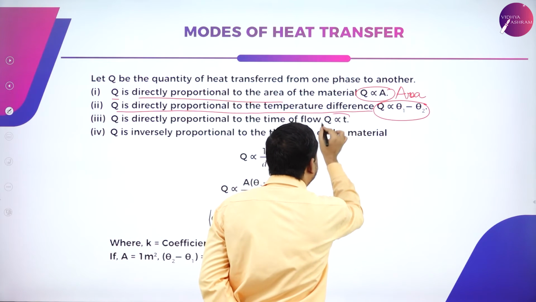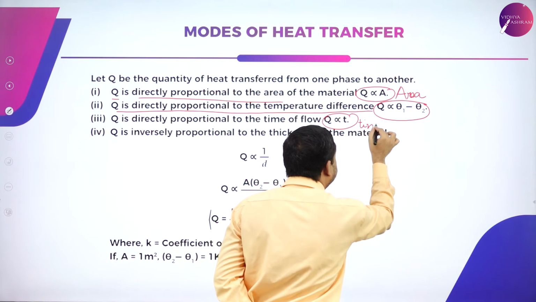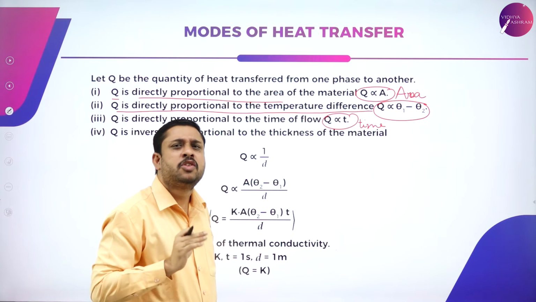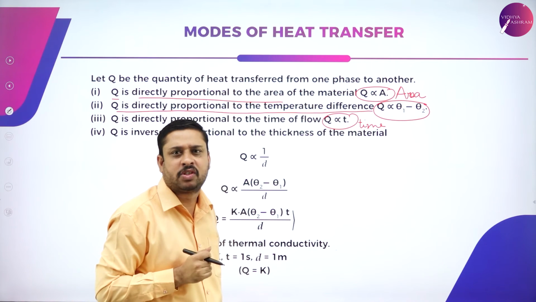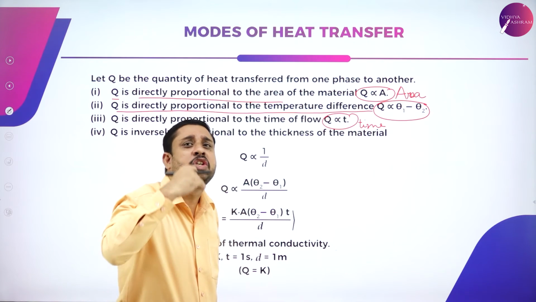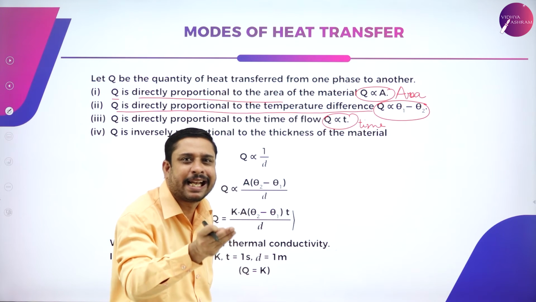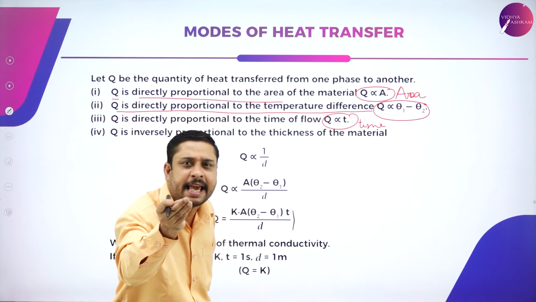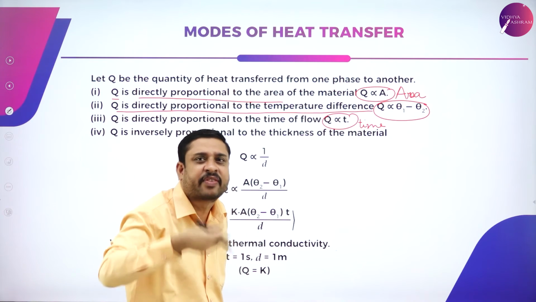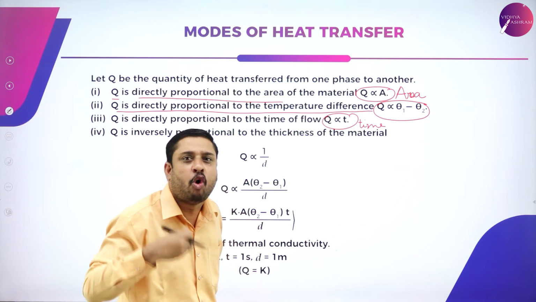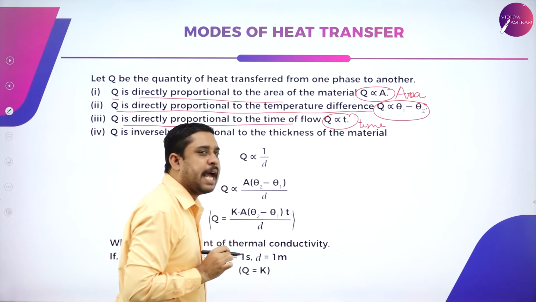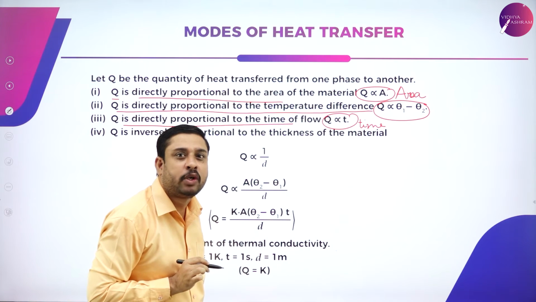What about the time of flow? t is nothing but time. Small interval of time, small amount of heat flows. Large interval of time, large amount of heat flows. 1 second, 2 seconds, 3 seconds, heat flow is less. 1 hour, 2 hours, 3 hours, heat flow will be more. Therefore, Q is directly proportional to time.